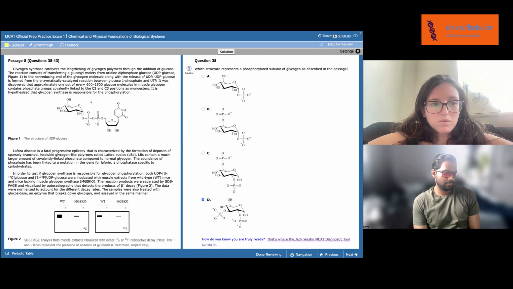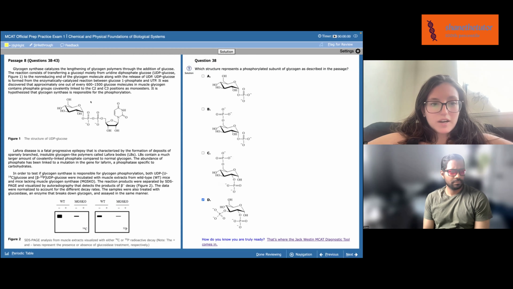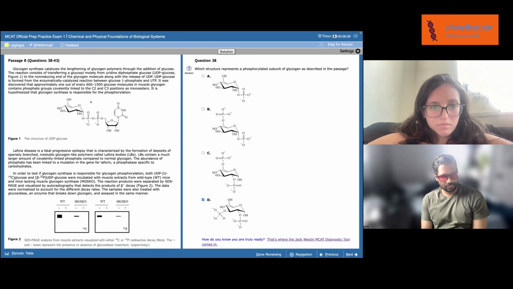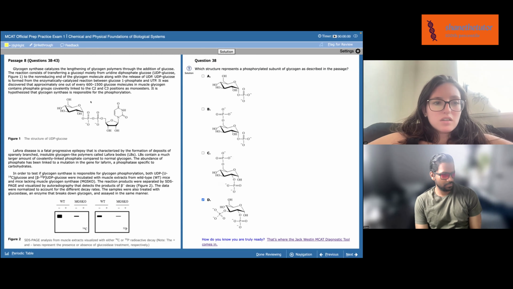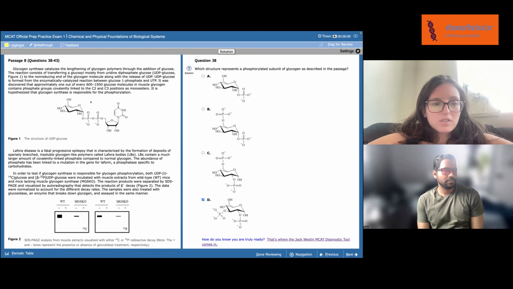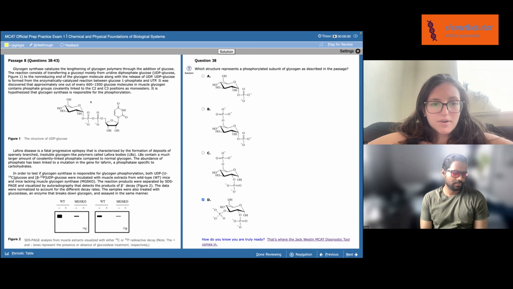UDP glucose is formed from the enzymatically catalyzed reaction between glucose 1-phosphate and UTP. It was discovered that approximately 1 out of every 600 to 1500 glucose molecules in muscle glycogen contains phosphate groups covalently linked to the C2-C3 positions as monoesters. It is hypothesized that glycogen synthase is responsible for the phosphorylation.